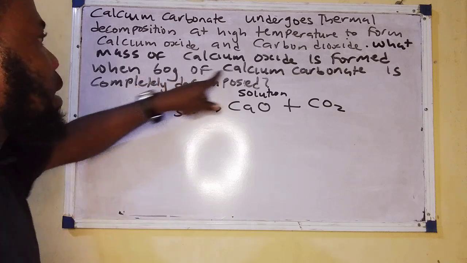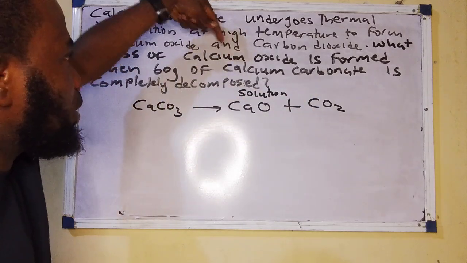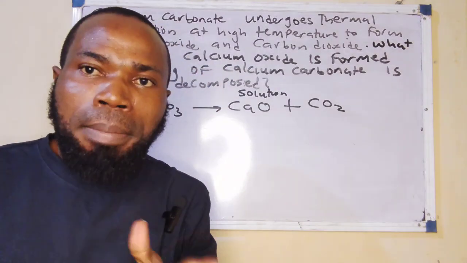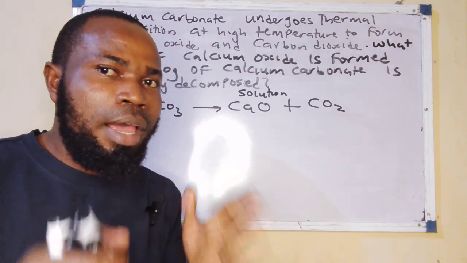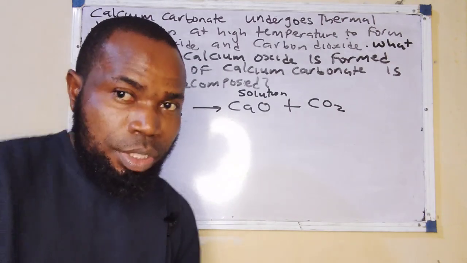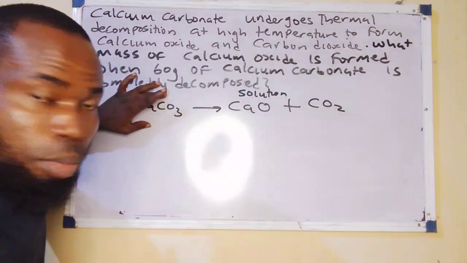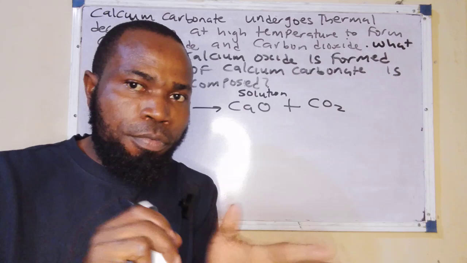They said when 60 grams of calcium carbonate is completely decomposed, we are being asked to calculate the mass of what? Of calcium oxide. Remember, they did not make mention of carbon dioxide in the question. They didn't give us any value for carbon dioxide. That is to say, your relationship is between limestone, which is calcium carbonate, and what? And calcium oxide. So it's a mass-mass relationship.